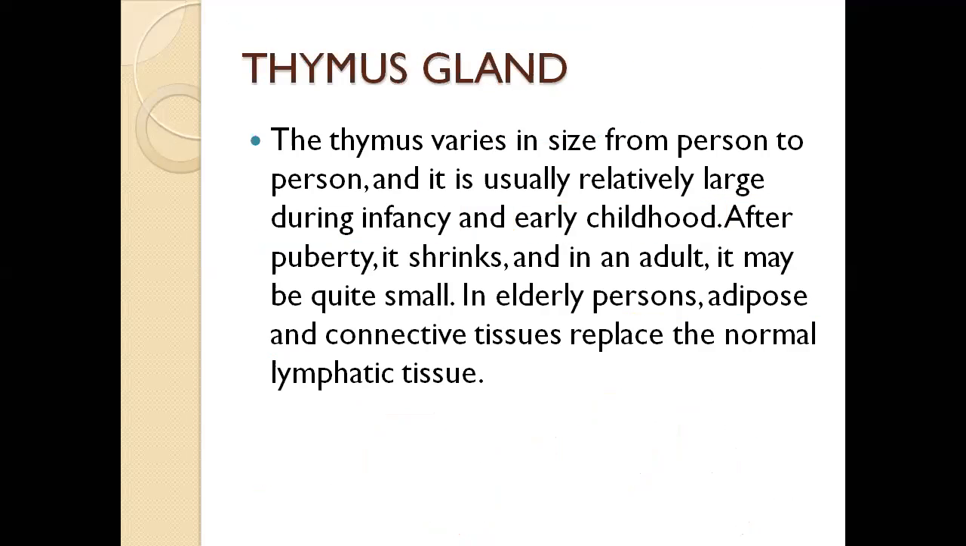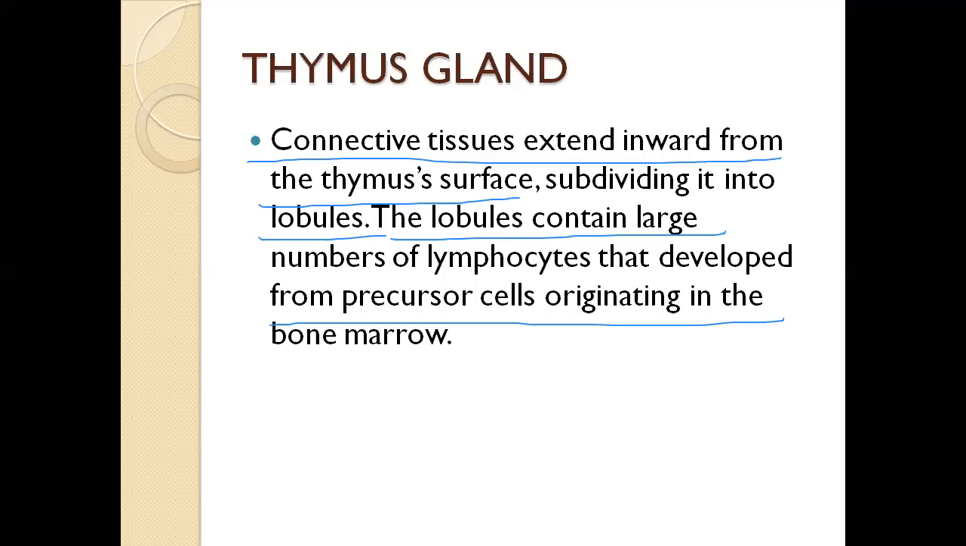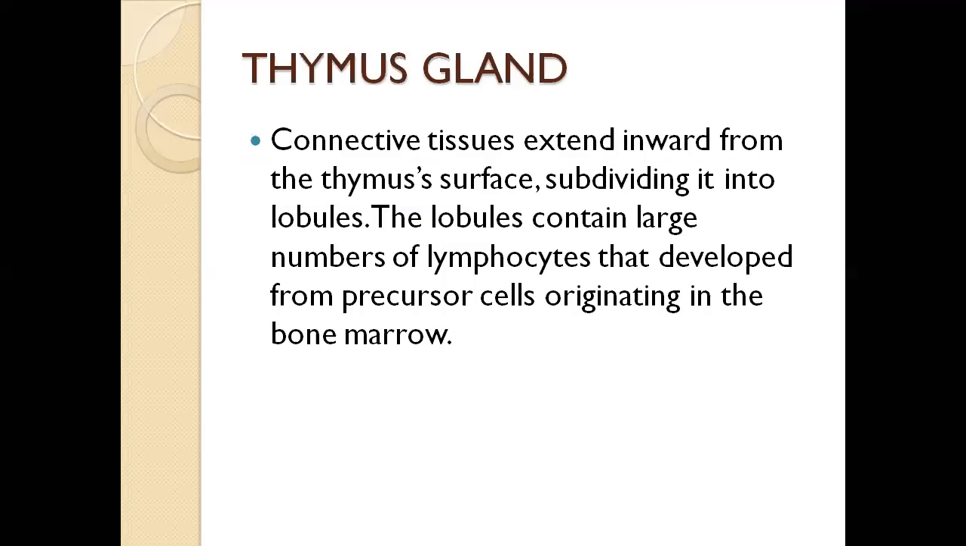What is the function of the thymus gland? Let's go through this. Connective tissues extend inward from the thymus surface, subdividing it into lobules. The lobules contain a large number of lymphocytes that develop from precursor cells originating in the bone marrow. Basically, we know there are two types of lymphocytes, T lymphocytes and B lymphocytes.